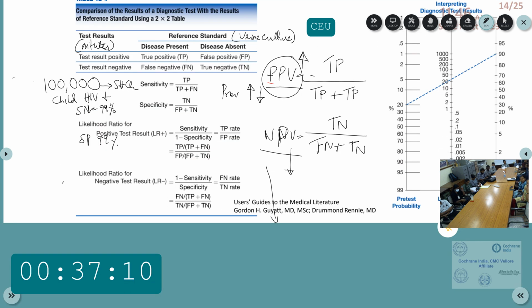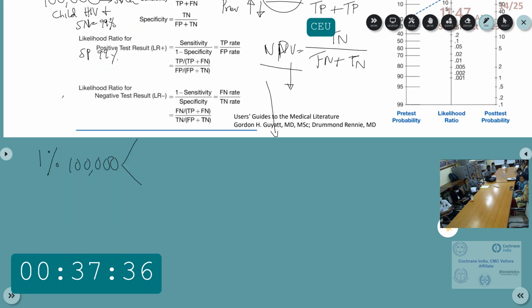So what do you think is the prevalence of HIV in school children in Tamil Nadu? 0? What do you think? 4%, 0.1%, so we take 1% as an average. Just saying 1%. So we have 100,000 school children. What is 1% of 100,000? 1,000. That means 99,000 won't have it, correct?